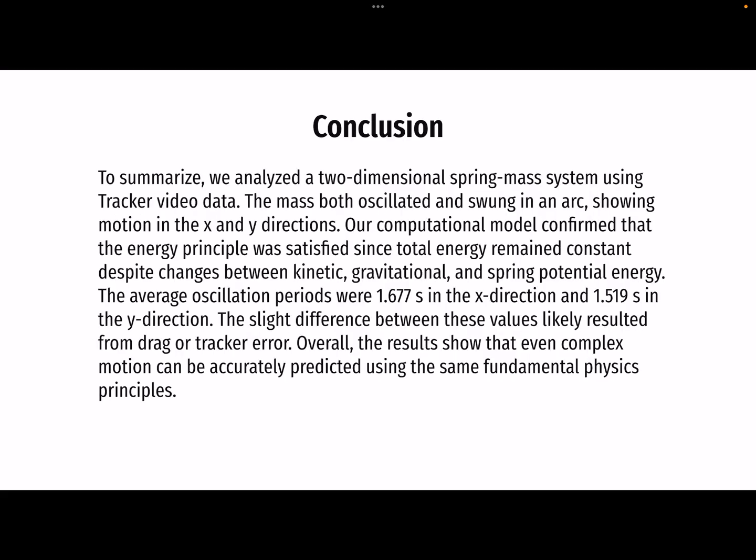In summary, I successfully analyzed a two-dimensional spring mass oscillation using both experiment and simulation. The mass moved in both x and y directions, and my results showed that the total energy remained constant as it shifted between kinetic, gravitational, and spring potential forms. The Tracker data and code agreed closely, confirming that the system conserved energy. The small differences between horizontal and vertical periods were likely due to minor experimental effects. Overall, this lab demonstrated how well fundamental physics principles, especially energy conservation, can predict real complex motion.